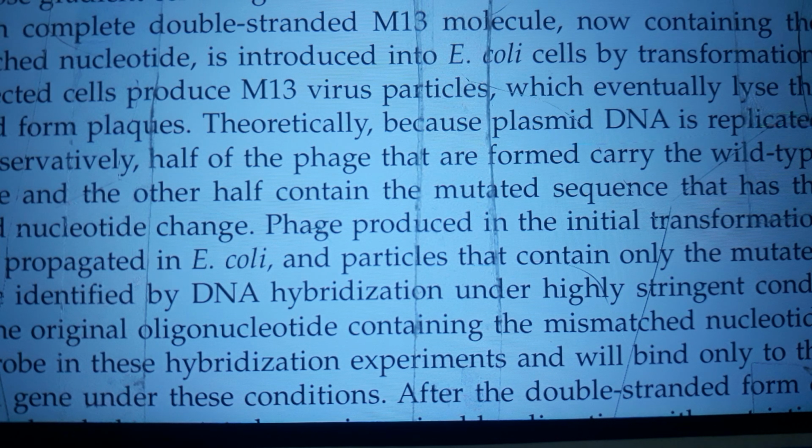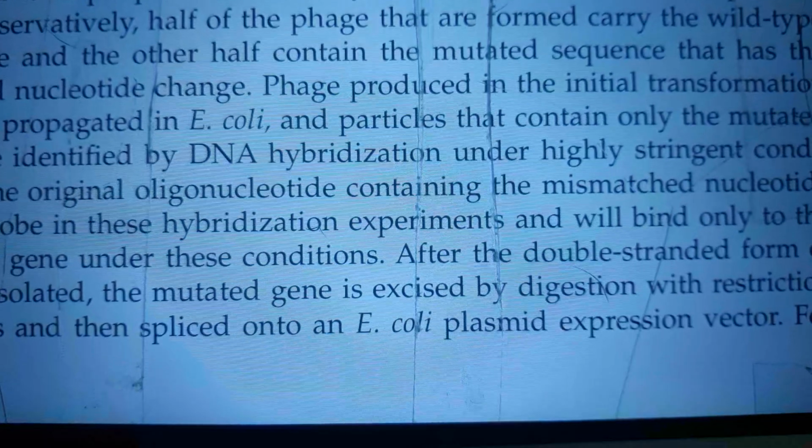The double-stranded M13 molecule, now containing the mismatched nucleotide, is introduced into E. coli cells by transformation. The infected cells produce M13 virus particles, which eventually lyse the cells and form plaques. Theoretically, because plasmid DNA is replicated conservatively, half of the phages that are formed carry the wild type sequence, and the other half contain the mutated sequence that has the specified nucleotide change.